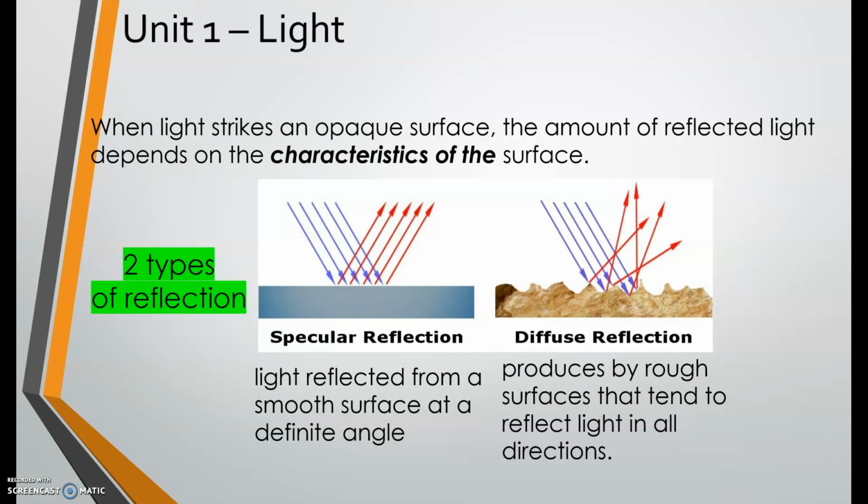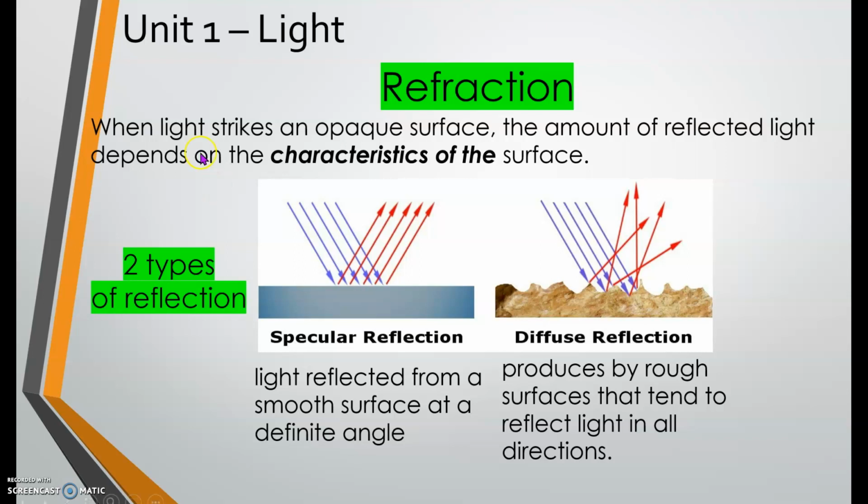Okay, let's go to our lesson for today, which is in Unit 1, Light. Open your books on page 6, and we will talk about reflection and refraction. So if you're there, let's begin. Repeat after me. When light strikes an opaque surface, the amount of reflected light depends on the characteristics of the surface.